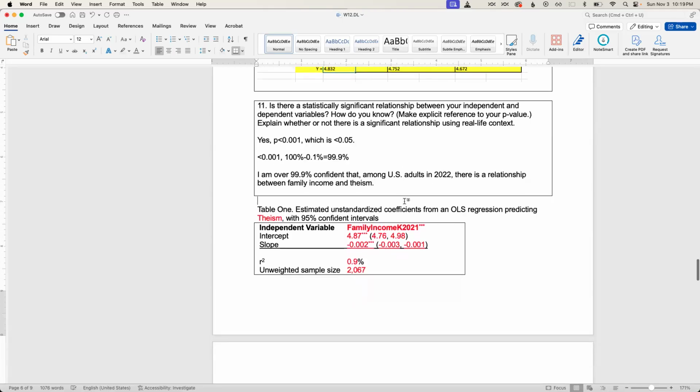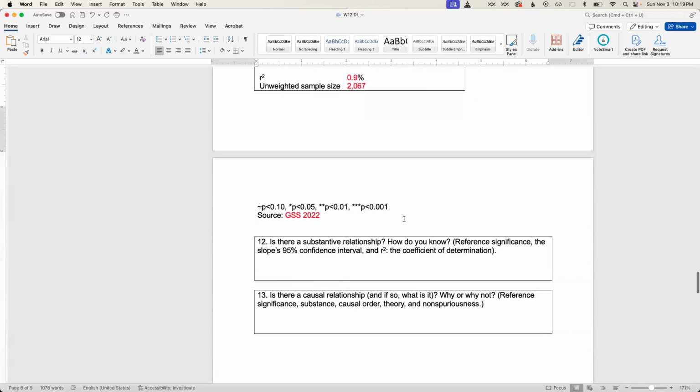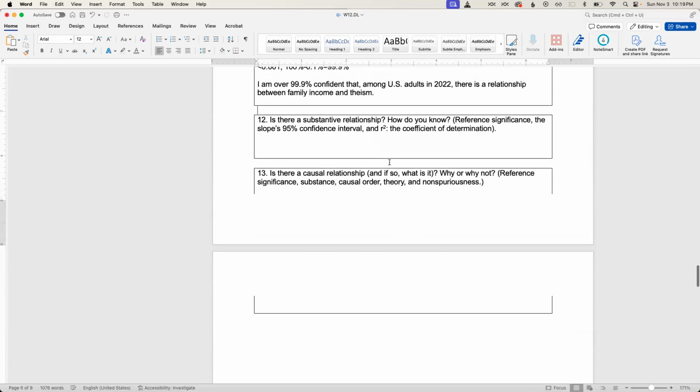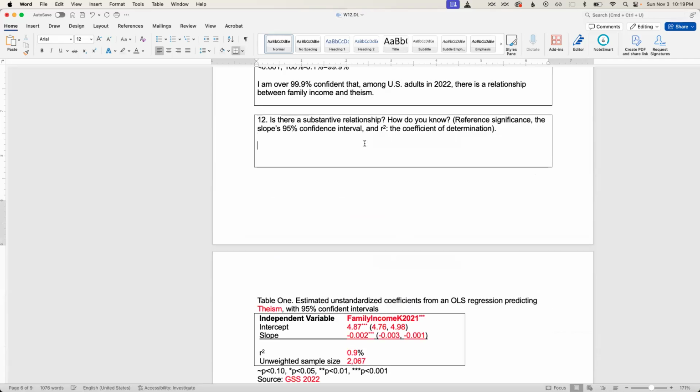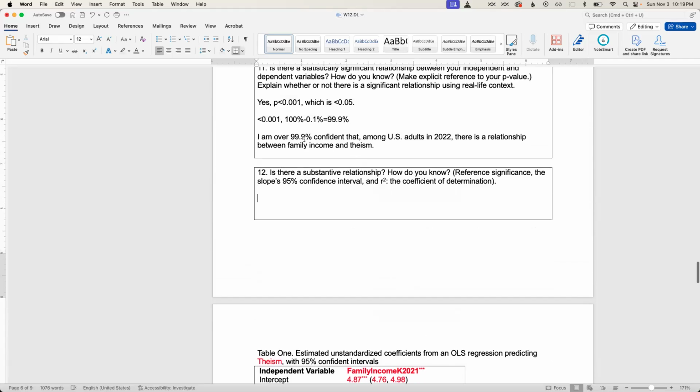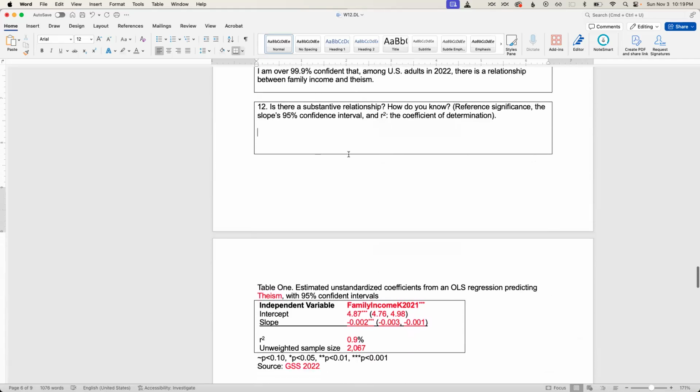Okay. Next, is there a substantive relationship? How do I know? So we have to evaluate. First, we have to be confident the relationship exists. If it's not significant, if I'm not over 95% confident, then it's not going to be substantive. It is significant, so we are confident the relationship exists. So now, is it sizable?